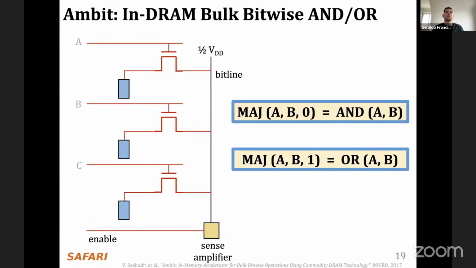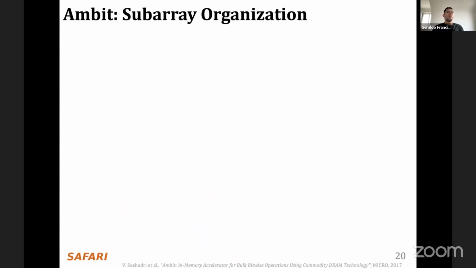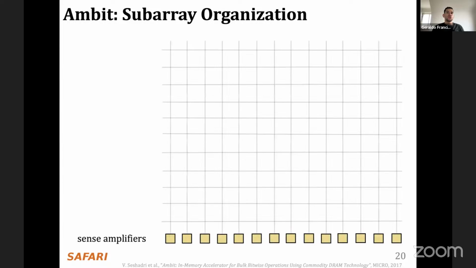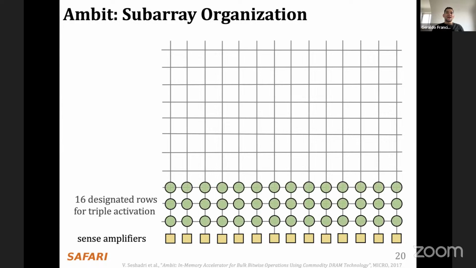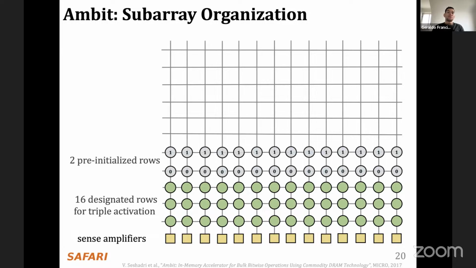So in order to perform processing using DRAM, Ambit makes use of a subarray organization that incorporates additional functionality to perform logic primitives. Ambit splits the DRAM rows into 3 groups. First, Ambit designates 16 row addresses as compute rows, which can execute triple row activations. We call this group the bitwise group. Second, Ambit pre-initializes 2 rows with all 1s and all 0s. These rows are used to control the AND and OR logic operations. We call this group the control group.